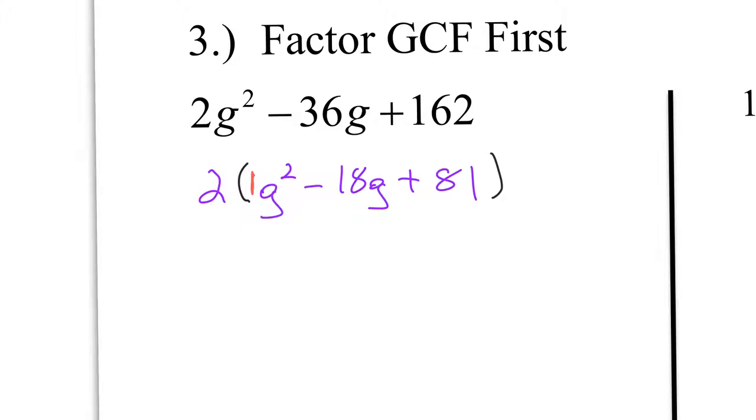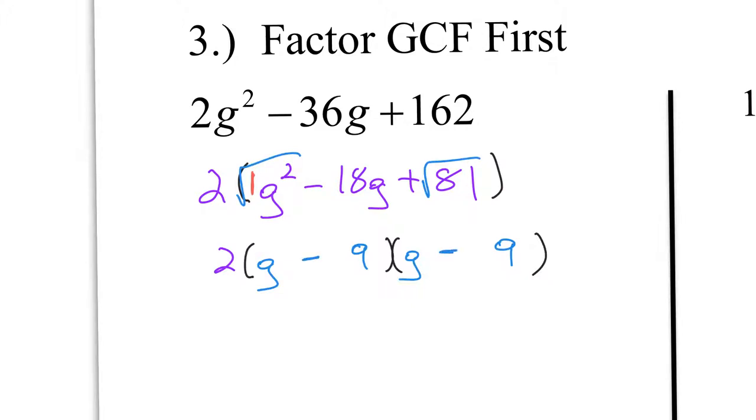So I'm going to factor, sorry, not factor out, I'm going to factor the trinomial. I already factored out the 2. Let me bring down the 2 here so we don't forget that number. I am going to use the square root of the first term, 1g squared, that's 1g and a 1g. I'm going to take the square root of 81, that's a 9 and a 9, and I'm going to put a minus for both binomials because we have a minus in the middle of the trinomial. There's the minus 18g.